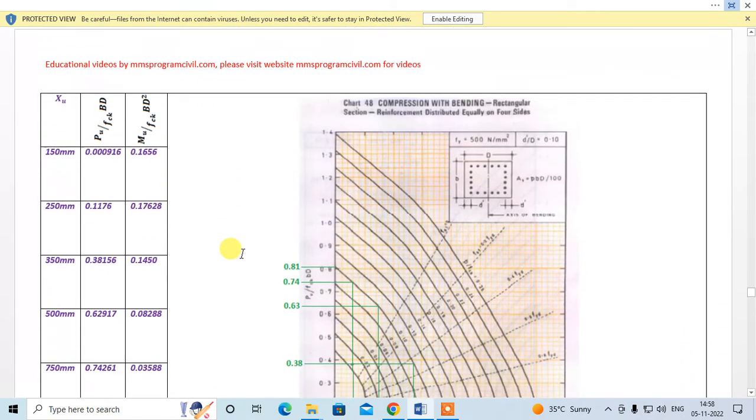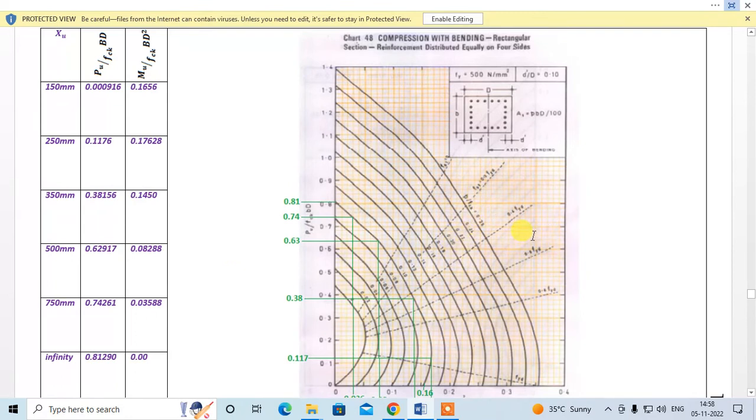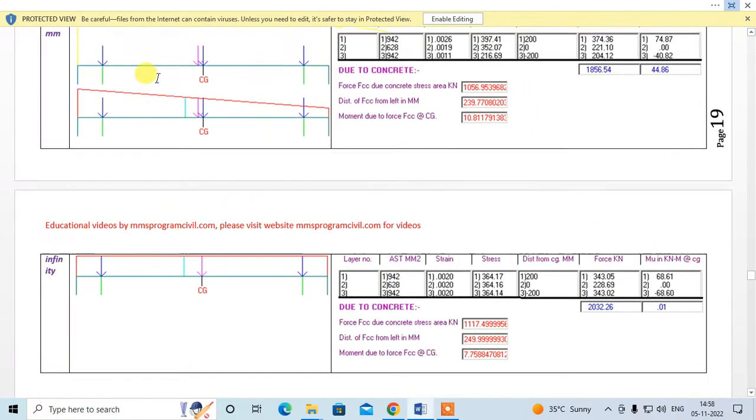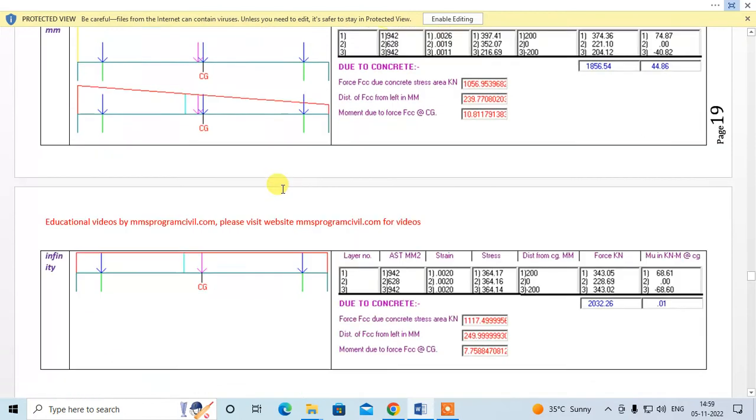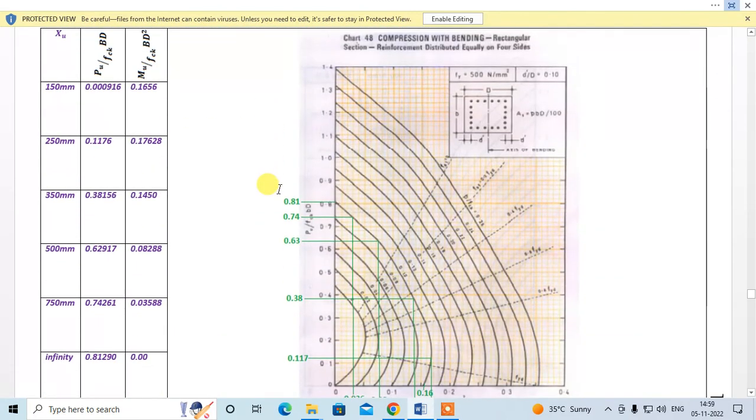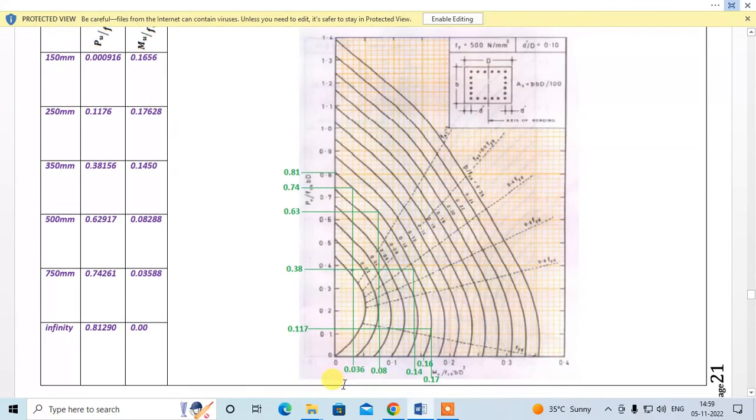Now let us check the results with our calculations. This is the graph given in the code. Let us take the first point, PU and MU. For the first case, PU is 2.29 and MU is 207.44. Let me show you the table now. Dividing PU by FCK BD, I get 0, and dividing MU by FCK BD square, I get 0.1656. From the graph, at 0 this is 0.16, and we are getting 0.1656. This is more accurate than the graph, because in the graph we cannot get accurate values.